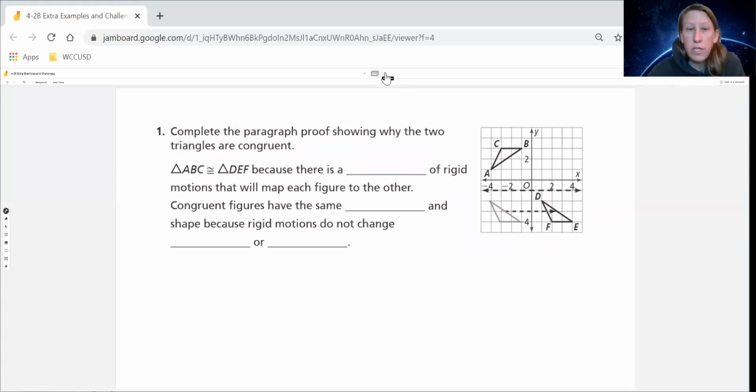where you could explain to somebody why triangle ABC is congruent to triangle DEF. The words which we just saw on the last slide will help us fill in the blanks. So triangle ABC is congruent to triangle DEF because there is a composition of rigid motions that will map each figure to the other. Congruent figures have the same size and shape because rigid motions do not change the size or the shape.